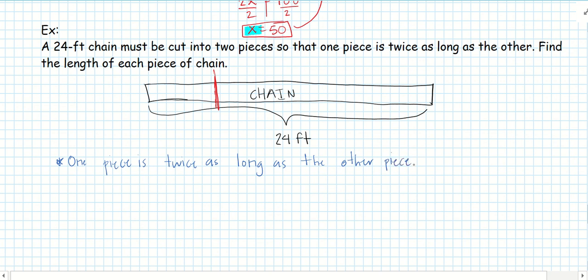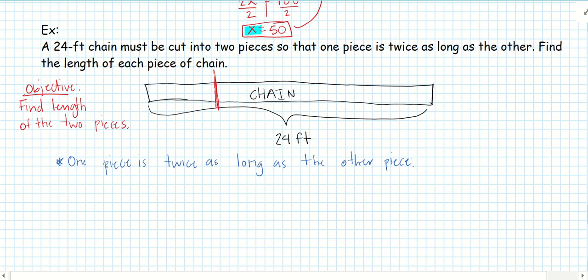And also, I forgot to write down the objective, right? So for the objective, we have to find the length of the two pieces. So we need to find two measurements, right? That's the objective. Okay. So we have one piece is twice as long as the other piece, right?